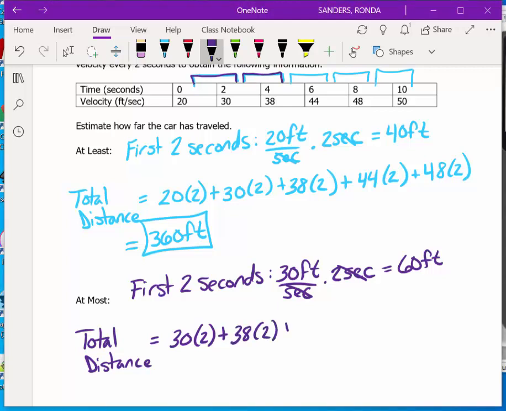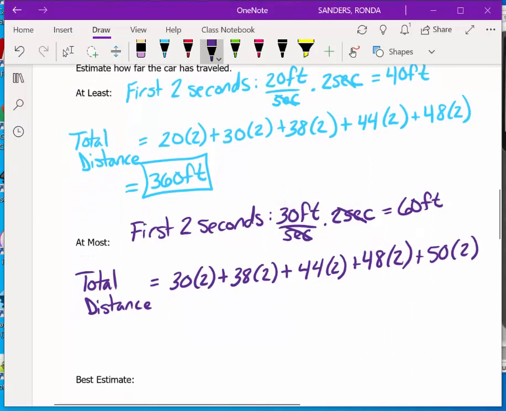In the next 2 seconds, between 4 and 6, we are traveling at most 44 feet per second for 2 seconds. Between 6 and 8, we are traveling at most 48 feet per second for 2 seconds. And in the last 2 seconds, between 8 and 10, we are traveling at most 50 feet per second for 2 seconds. We once again use our calculators, and we get 420 feet.